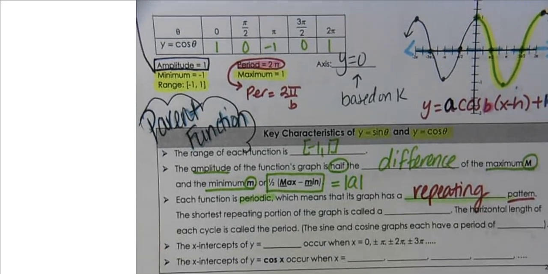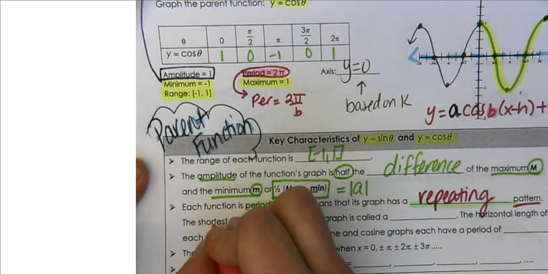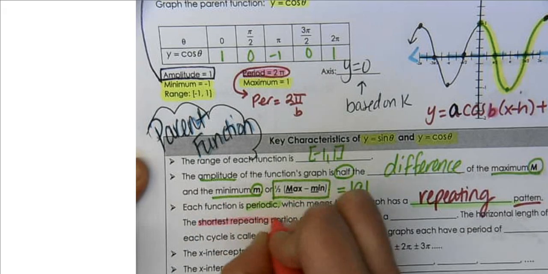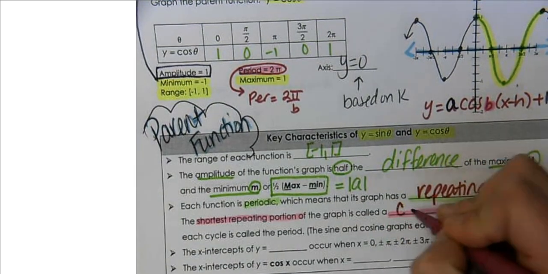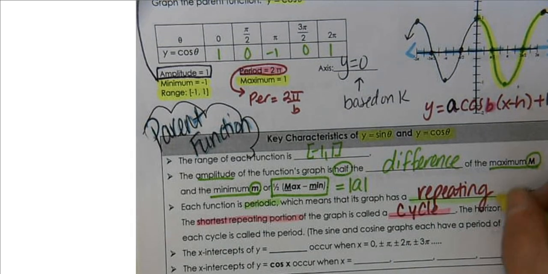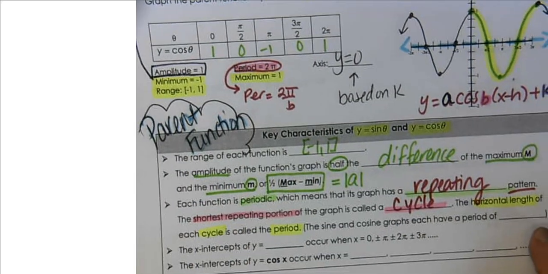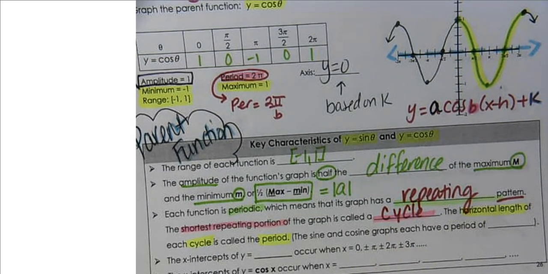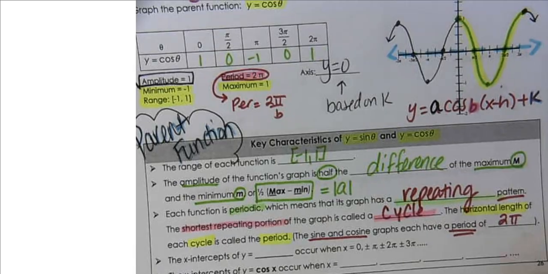Now, please note that the shortest repeating portion of the graph is called a cycle. The horizontal length of each cycle is called a period. And a period represents how long it takes to go through that pattern of 0 up, 0 down, 0. And both sine and cosine graphs each have a period of 2 pi. It takes 2 pi units to go through that entire pattern.